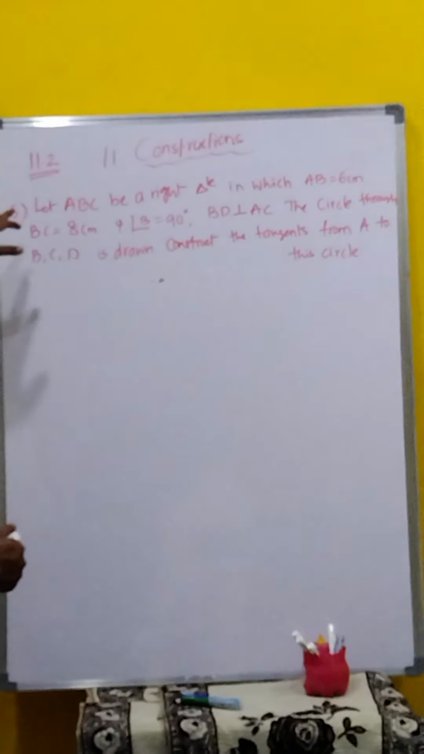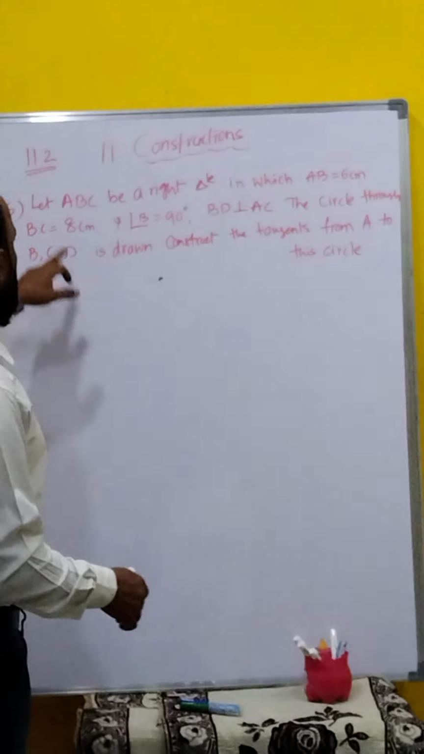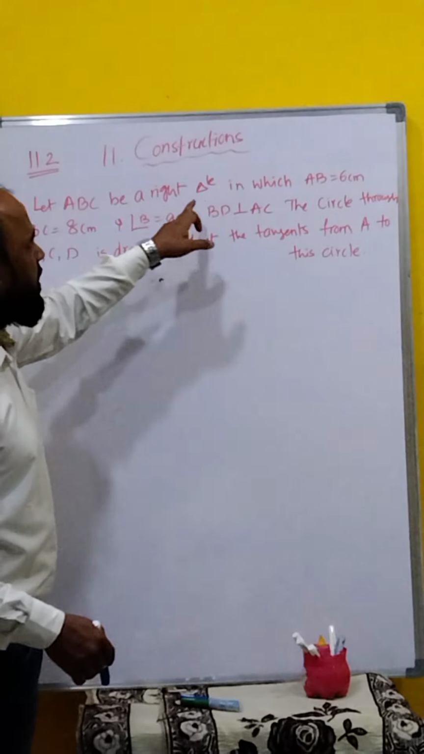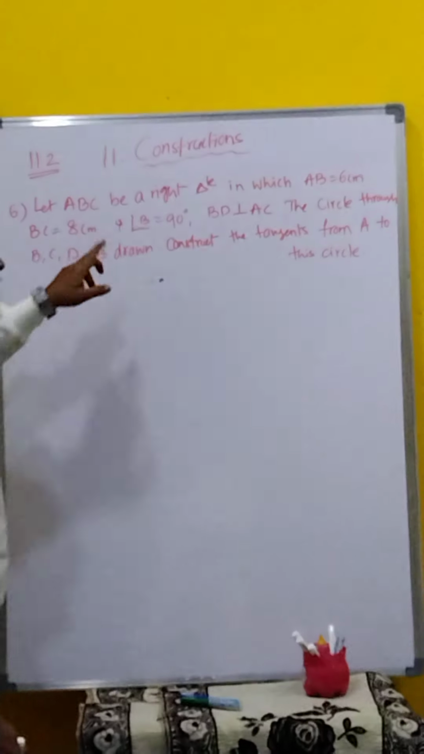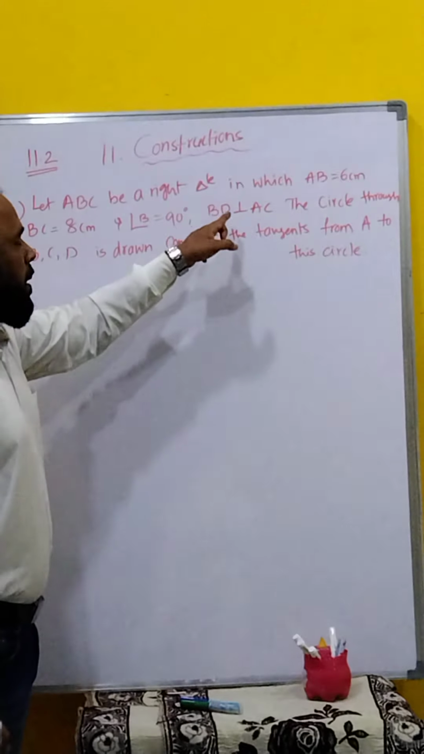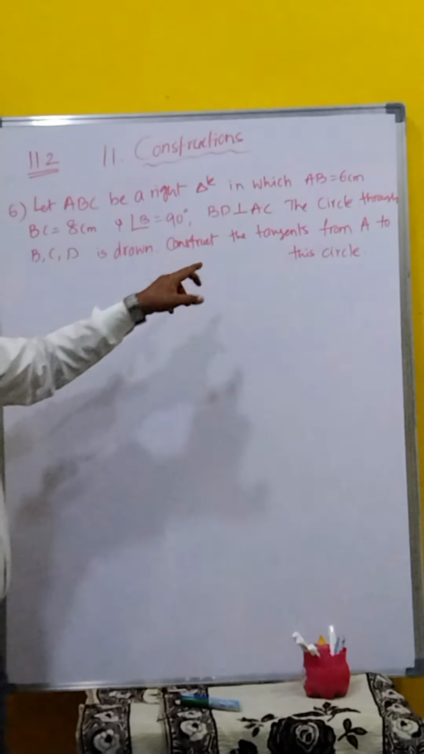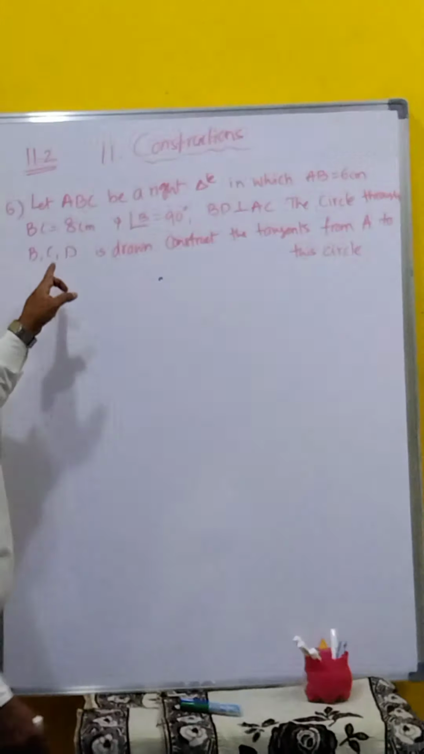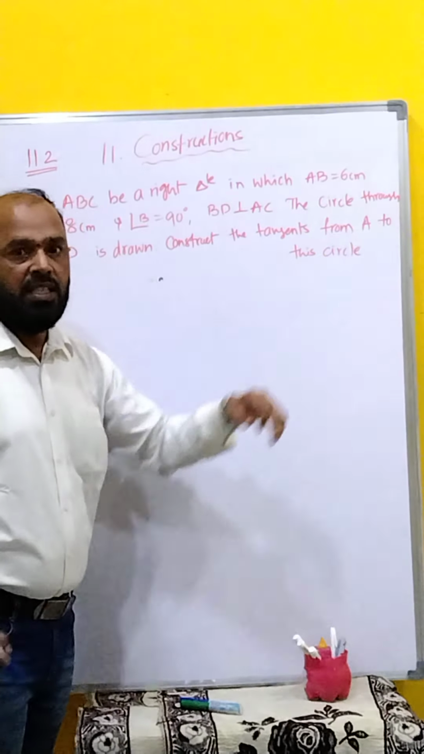Hello students, now we'll go for question number 6 in exercise 11.2. Read the question, understand the question, then you do it. Let ABC be a right triangle in which AB is equal to 6 centimeters, BC is equal to 8 centimeters, and angle B is equal to 90 degrees. BD is perpendicular to AC, then the circle through BCD is drawn. Construct the tangent from A to this circle.